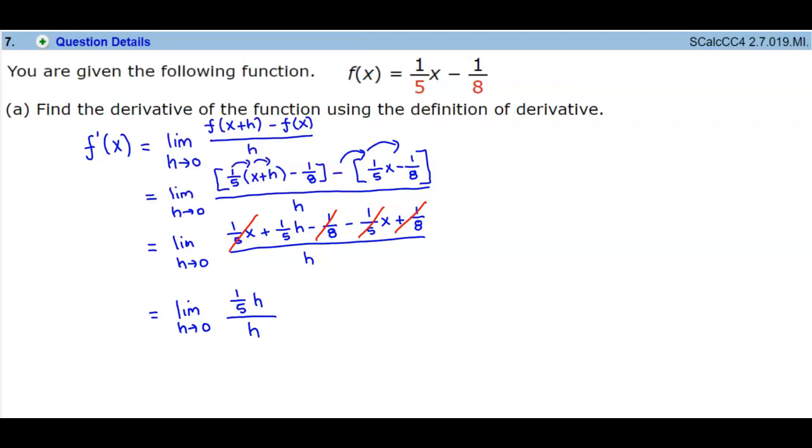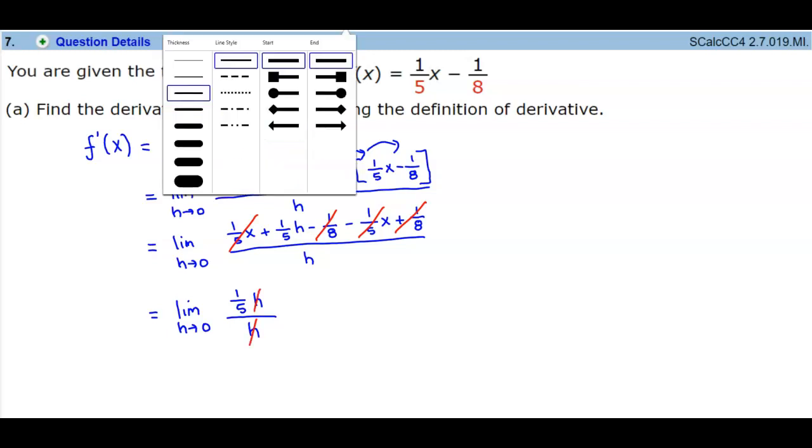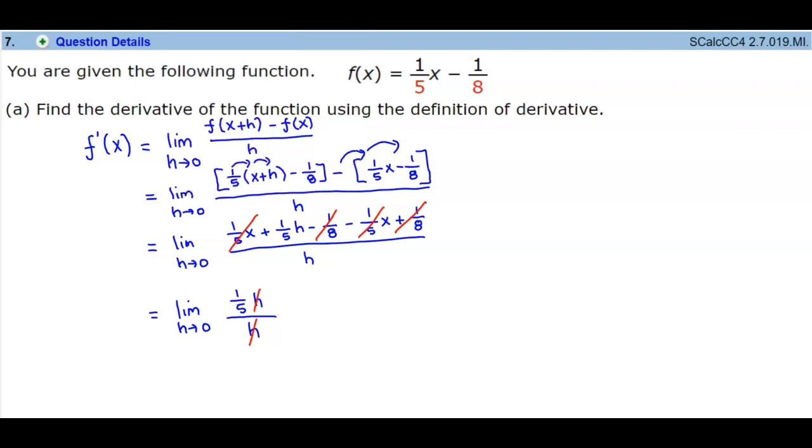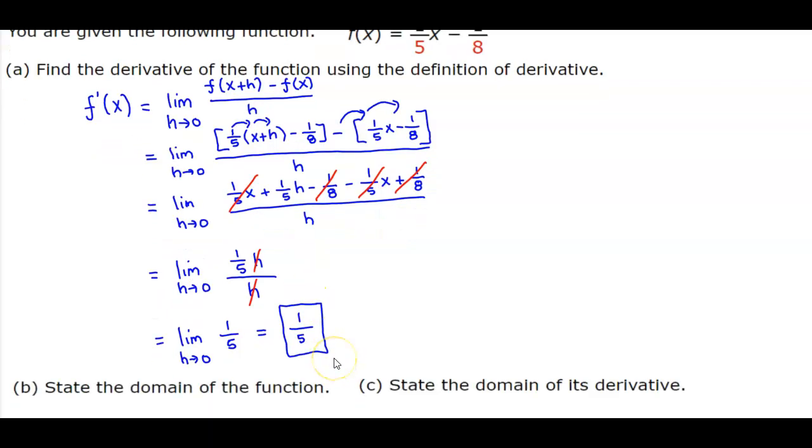So we know that we can simplify this h. So we get the limit as h approaches 0 of the constant 1/5. Therefore, the limit, or the derivative, as h approaches 0 of that function is 1/5. Okay, so there is our result.